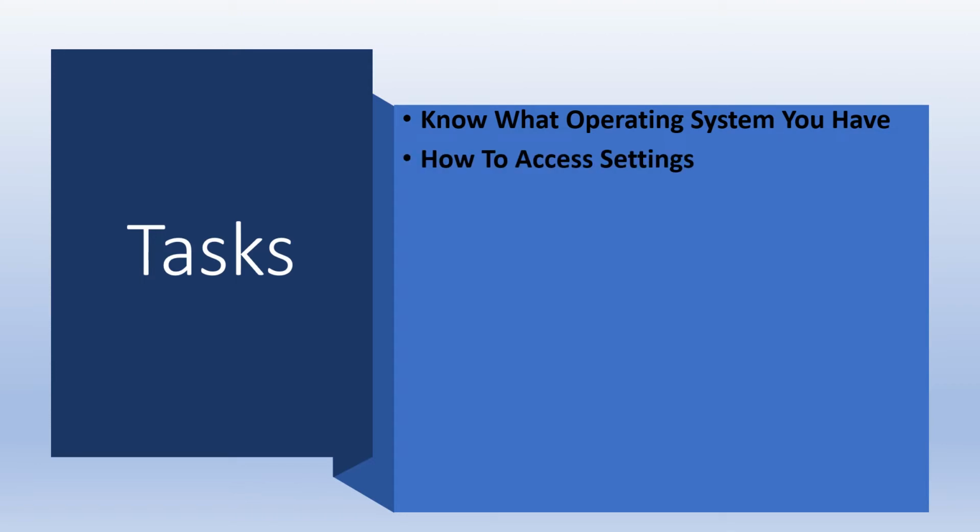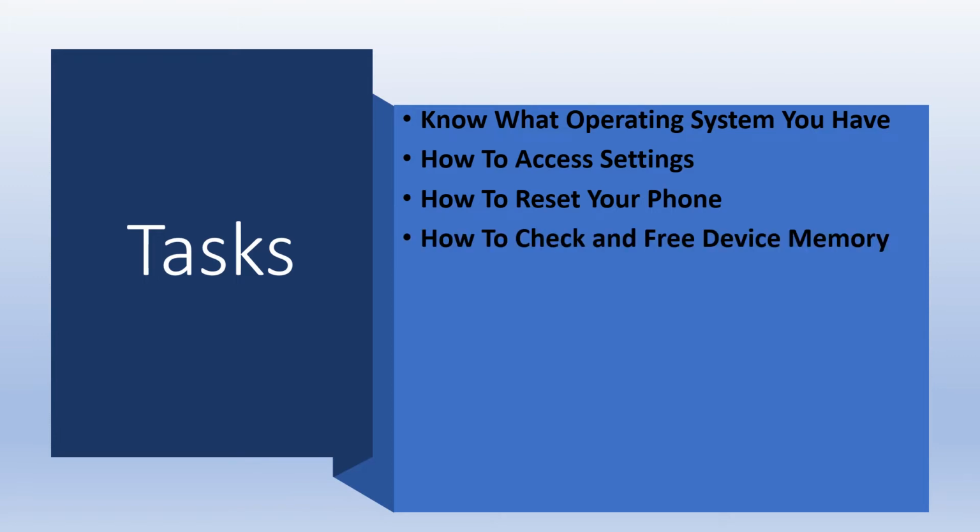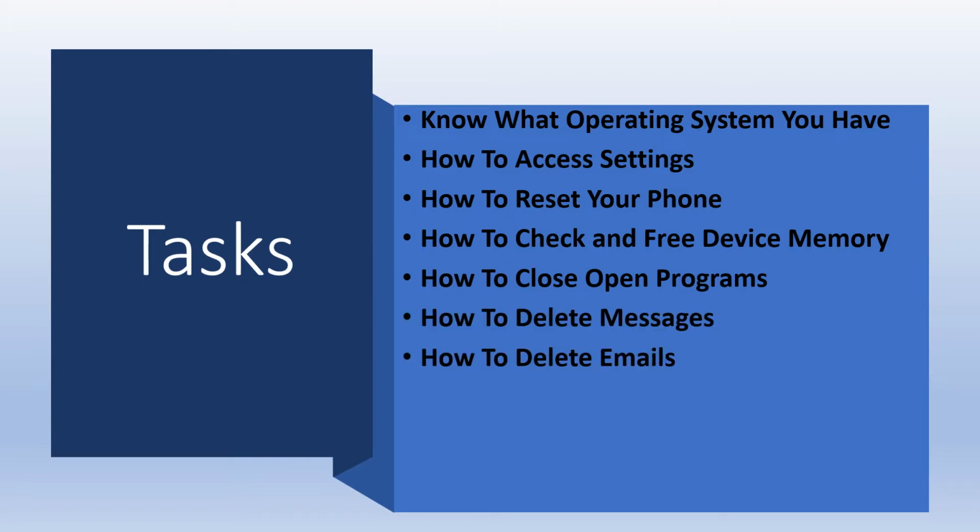Then we're going to show you how to access the settings part of your menus, because settings is where most things can be done and a lot of things can be modified to help your computers operate as smooth as possible. We'll show you how to reset your phone. We'll discuss how to check and free device memory. Then we'll go on to how to close open programs, how to delete messages, how to delete emails, and how to clear browser and searches and memory.